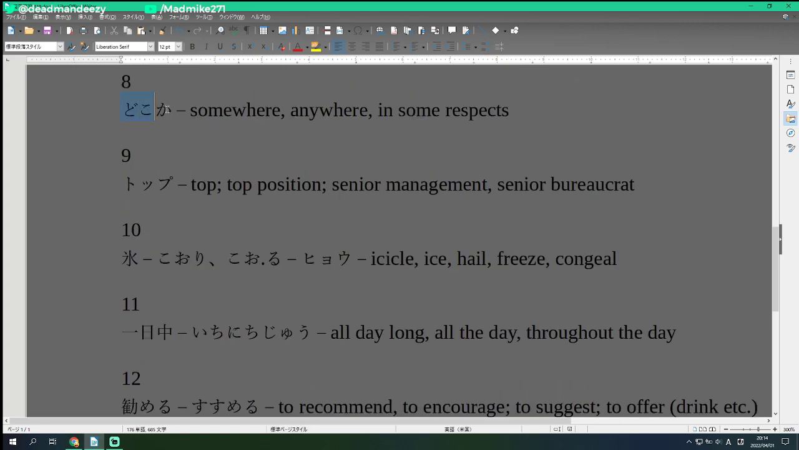Doko is where, it's the question word, and dokoka, as we discussed yesterday, is kind of like an anonymousizer. It makes it kind of arbitrary. So dokoka is somewhere, anywhere, or in some respects, which is kind of the same thing as saying somewhere. Dokoka is somewhere or anywhere.